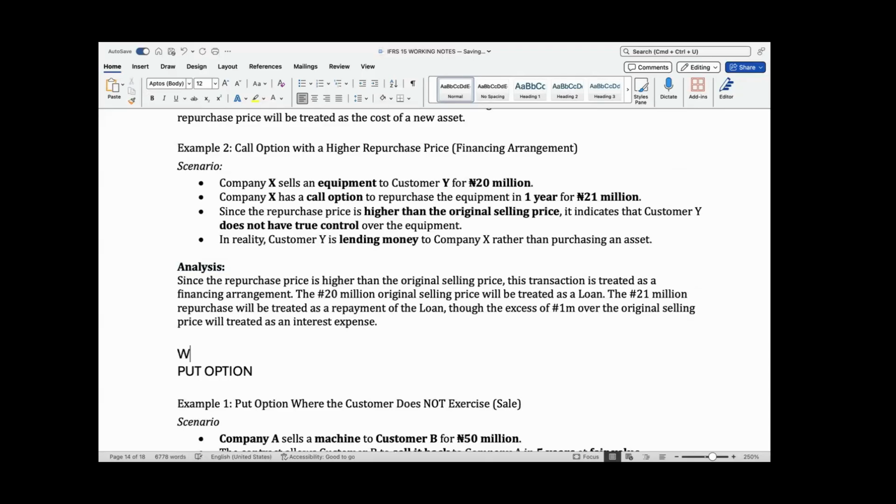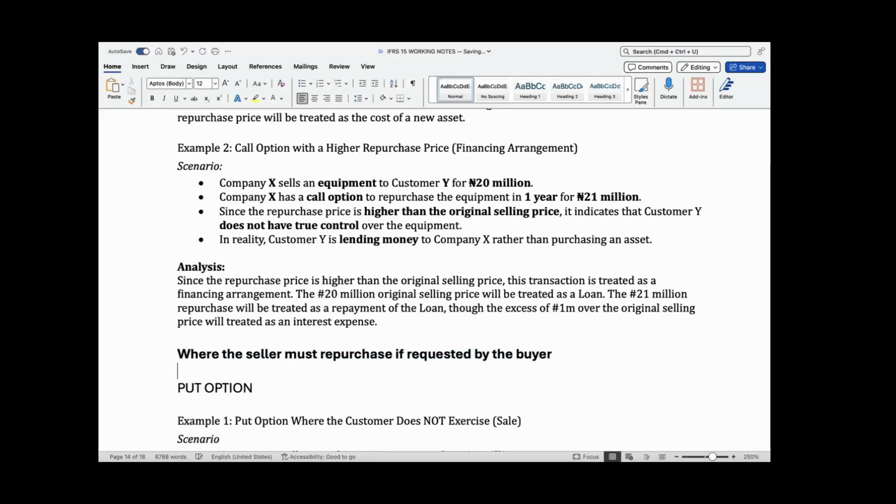And the third scenario is where the seller must repurchase if requested by the buyer, which is a put option. So in this case, if the buyer does not require the seller to buy back, so if the buyer does not exercise the option, that means it's a sale. You will just treat it as revenue. So the transaction will be treated as a normal sale transaction.